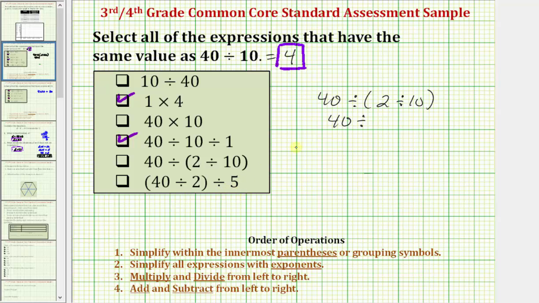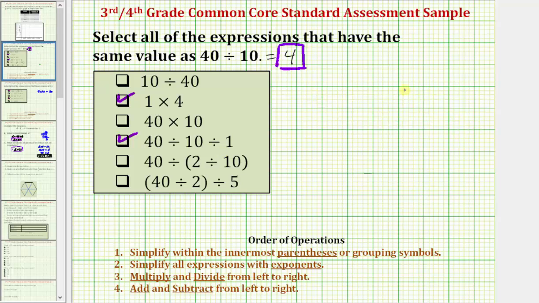Again, there's no reason to spend extra time determining the exact value of this expression if we know it's not equal to 4. And this one in particular would be very time consuming. I won't show all the work, but 2 divided by 10 would be equal to 2/10 or 0.2, and then 40 divided by 0.2 would be equal to 200. Again, not time well spent on a test like this.